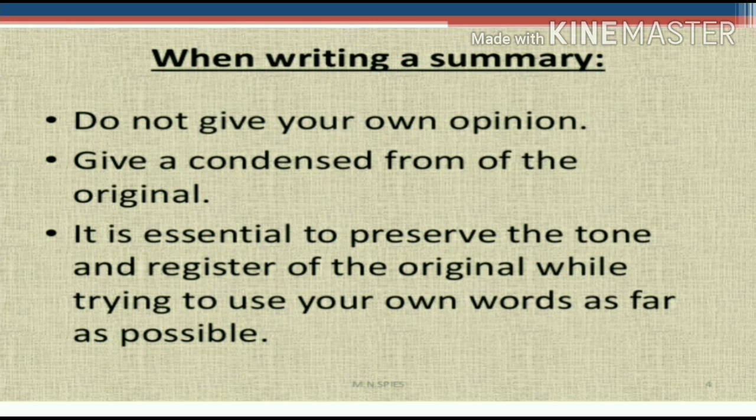Give a condensed form of the original: condensed, brief, short form of the original. It's just a reproduction of the given original content. It is essential to preserve the tone and register of the original while trying to use your own words as far as possible. Dear student, when you use your own language, don't lose the flow of the language, the meaning, the sense of the sentences given in the passage. Feeling should be intact when you reproduce the given content in your own words.